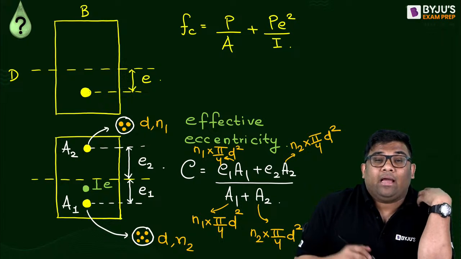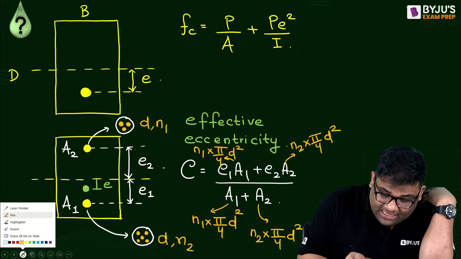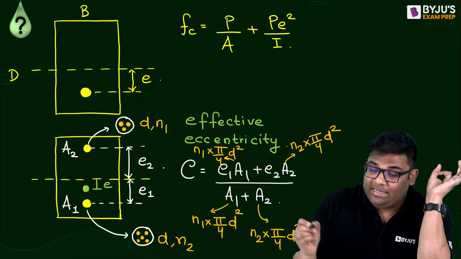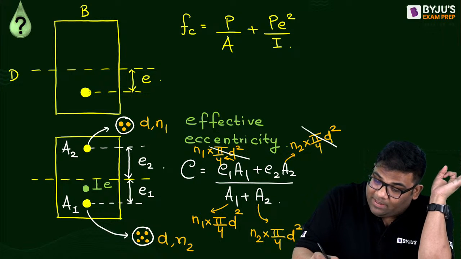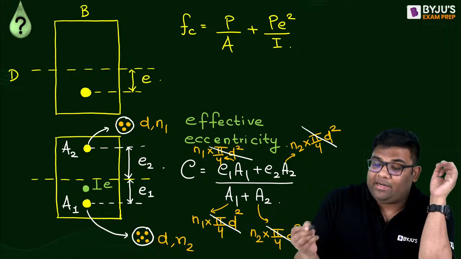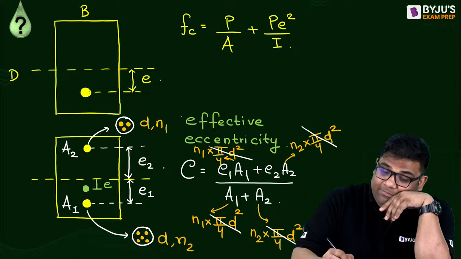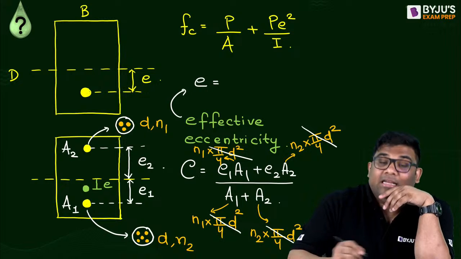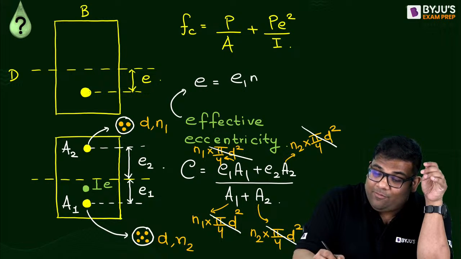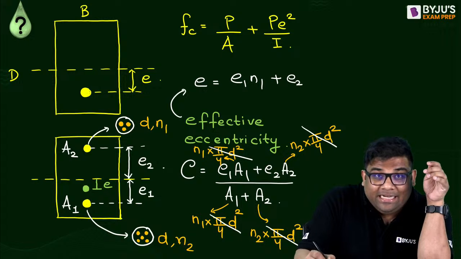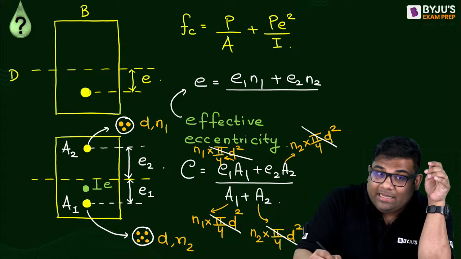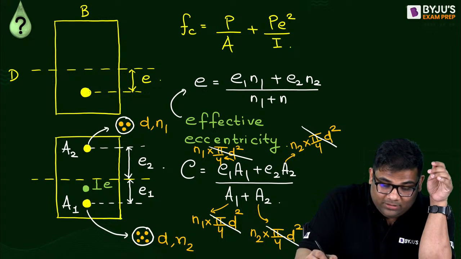What is happening? You can see that from both numerator and denominator, the pi by 4 d square will get cancelled, and this effective eccentricity, how much will I get? I will get simply E1N1 plus E2N2 divided by N1 plus N2. Easy.